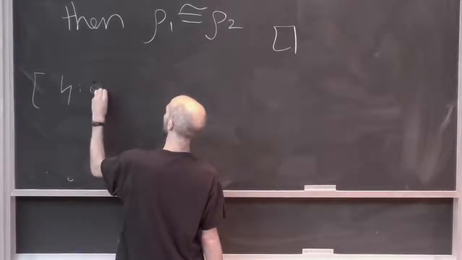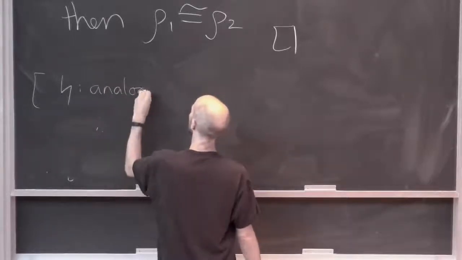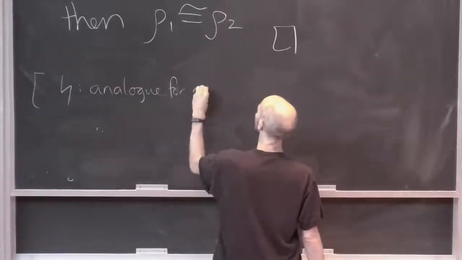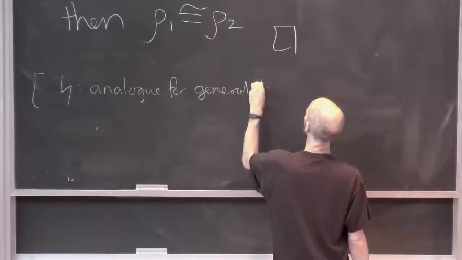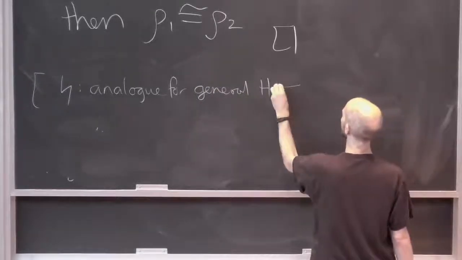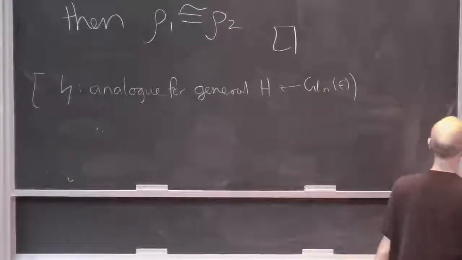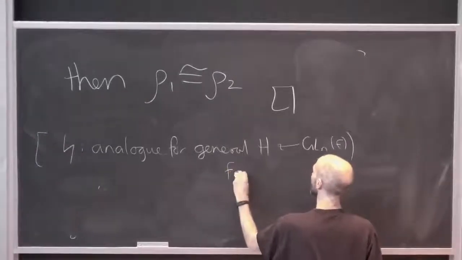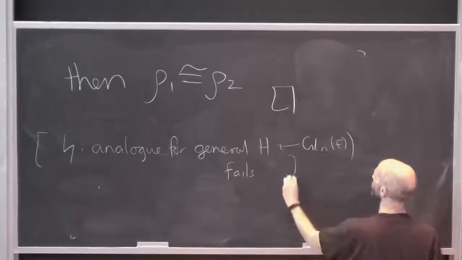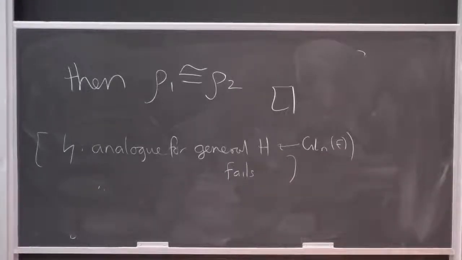So maybe I'll say a warning: the analog fails for general H. If instead of GLN of E you took some random group H and homomorphisms from G to H, it fails. You can get two homomorphisms G to H which are locally conjugate without being globally conjugate. So this really is a statement about representations.